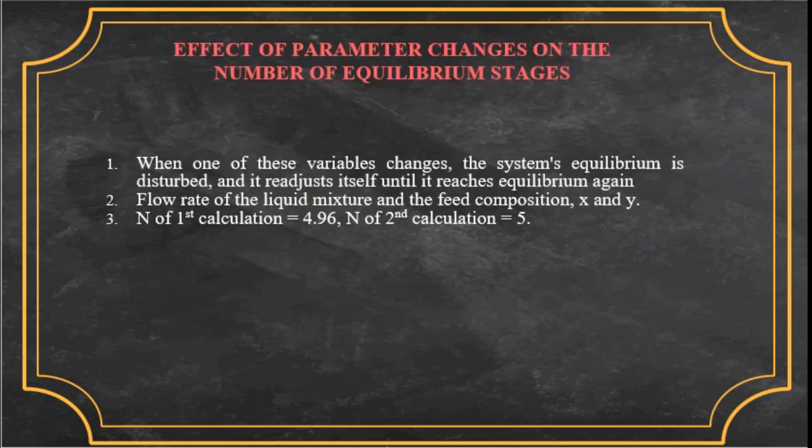So in conclusion, when one of these variables changes, the system equilibrium is disturbed and it adjusts itself until it reaches equilibrium again. So for this case, the parameter changes in our project are the flow rate of the liquid mixture and the feed compositions X and Y.